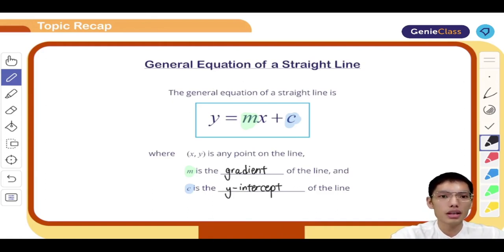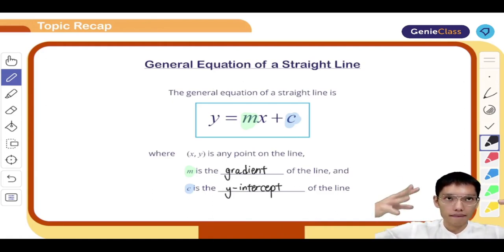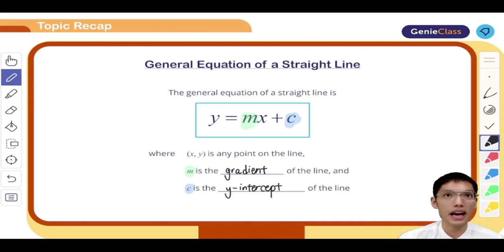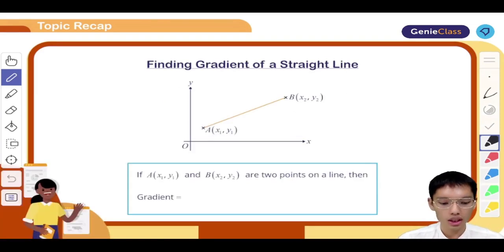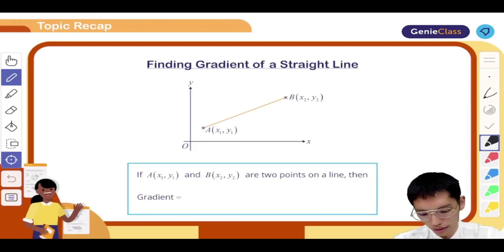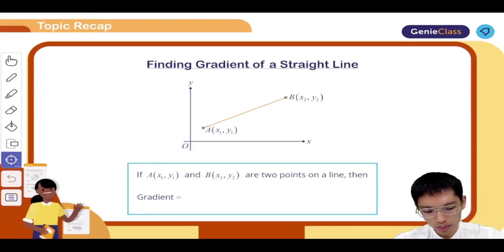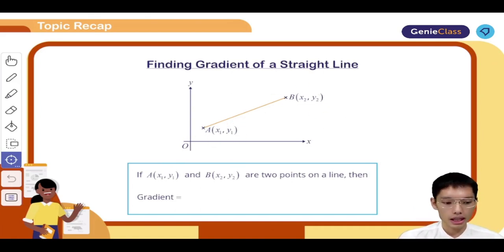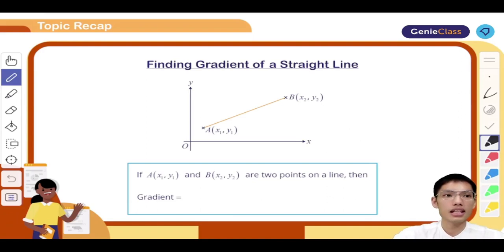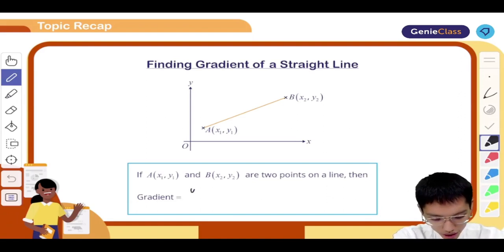Alright, so this should be fixed into you already when you find the equation. But now, before you find the equation, you might have to find certain stuff, in this case, the gradient of a straight line. Suppose you have a straight line from A to B. A is this point, B is this point, respectively. If A and B are two points on this line, I can say that the gradient is none other than (y2 minus y1) over (x2 minus x1).